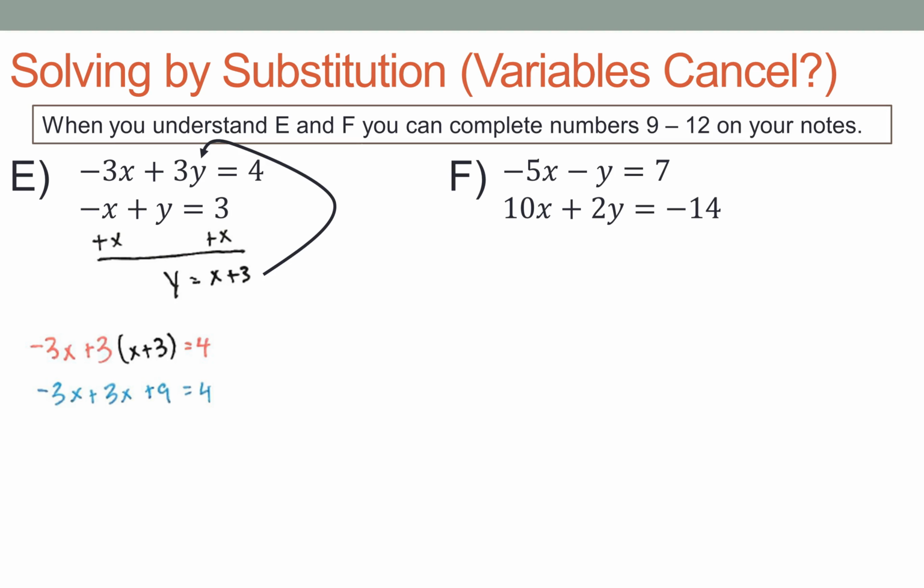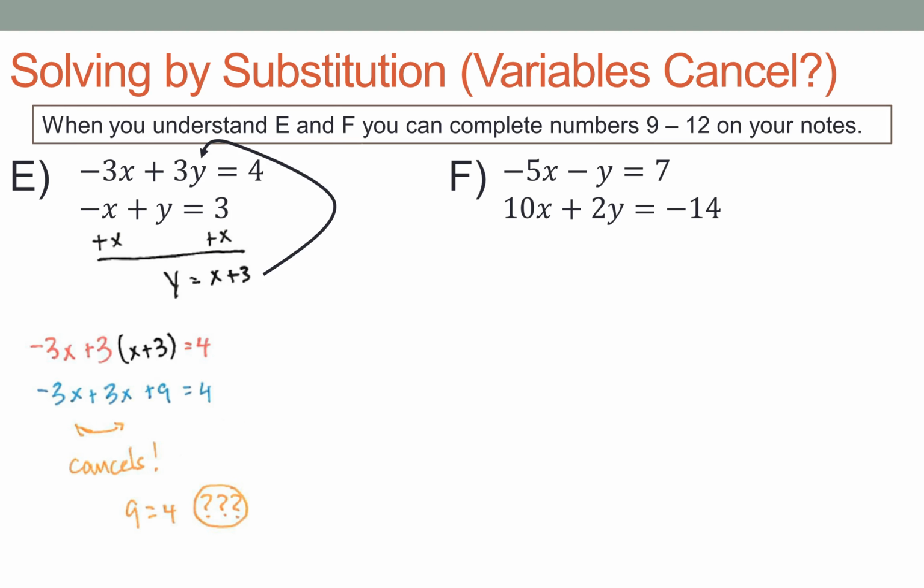What? Hold on. I see something weird. See, the 3x's, the negative 3x and the plus 3x, when I combine those terms, they cancel. What? I have no x. So now it says 9 equals 4. That's enough for the very rare triple question mark. Does 9 equal 4?